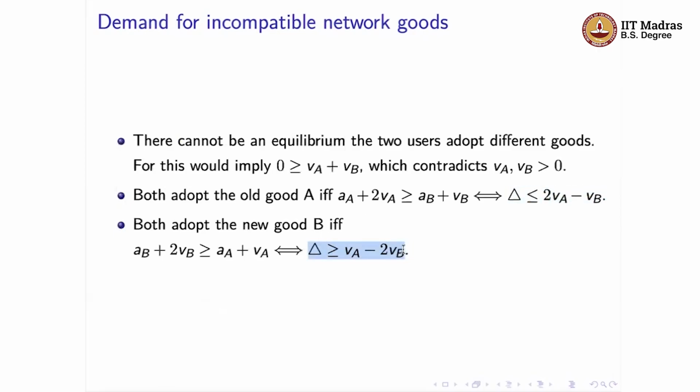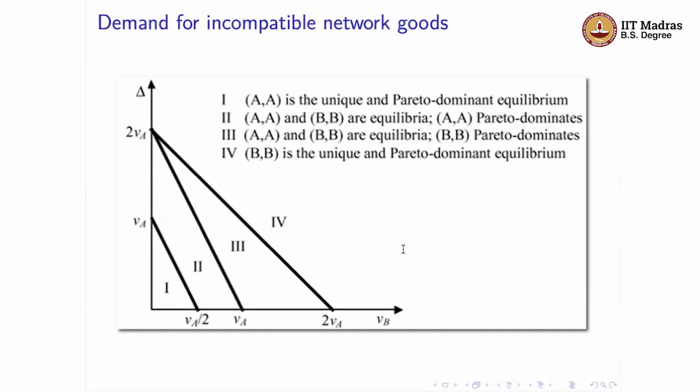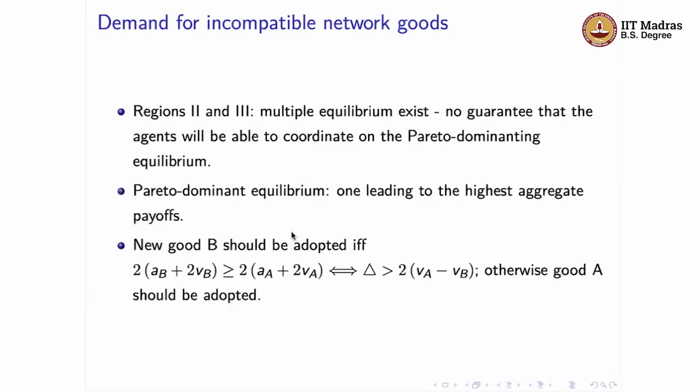So that's the first part. But now we can also think about the welfare implications of the choices made by the different consumers, right? So here the welfare concept that we'll be thinking about is Pareto dominant equilibrium. So what is the Pareto dominant equilibrium? This is the equilibrium that leads to the highest aggregate payoff. So what is the aggregate payoff? This is basically the sum of the payoff of player 1 and player 2.